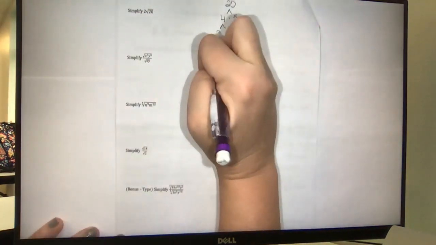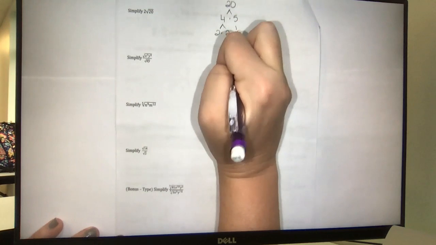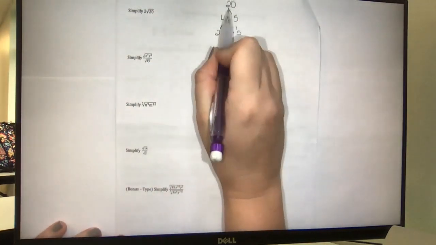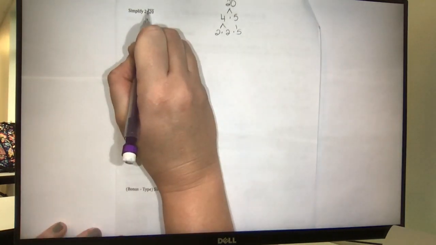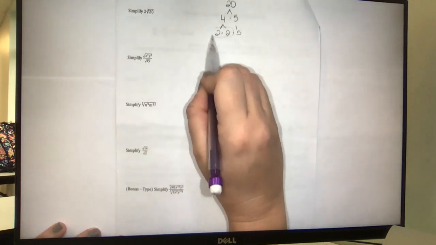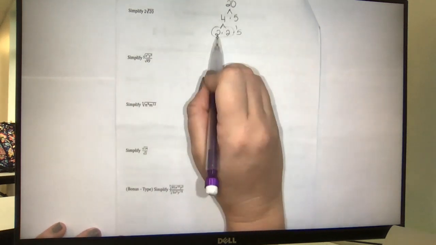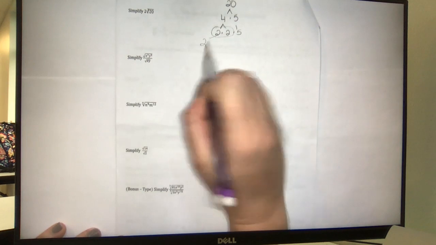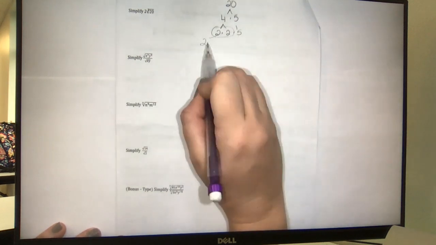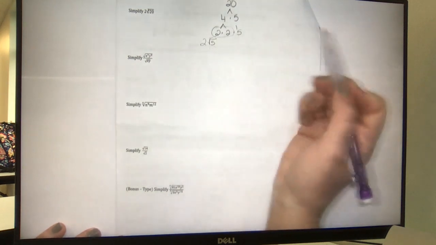But when all is said and done, you're going to come up with this. Multiply them together to make sure you come back to 20. Our index isn't there, so we know it's a 2. So I'm going to circle groups of 2 numbers that are the same. He's going to come outside, just 1, and the 5 is going to be left underneath.